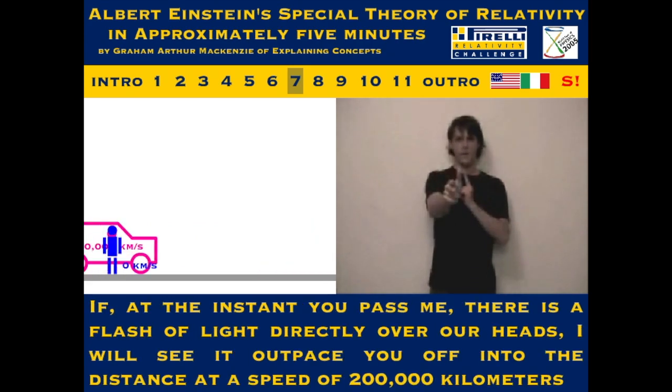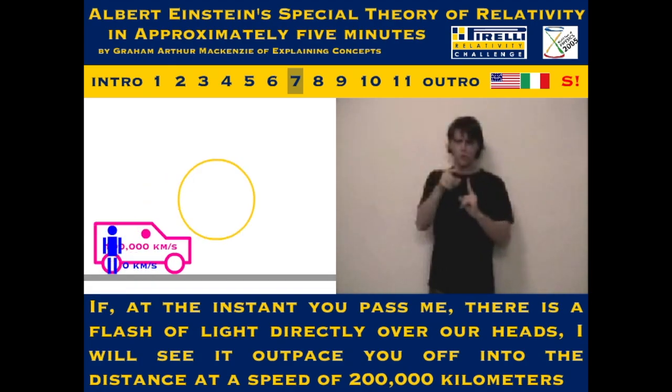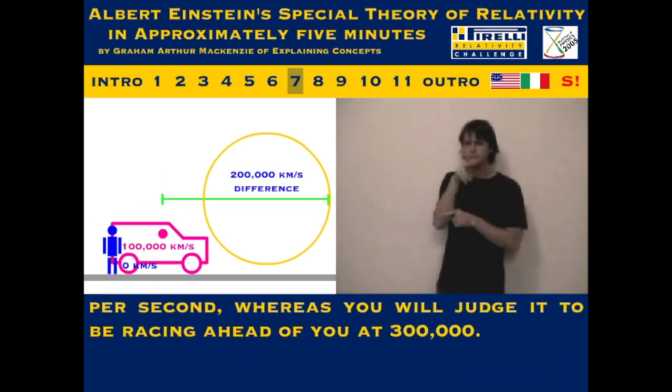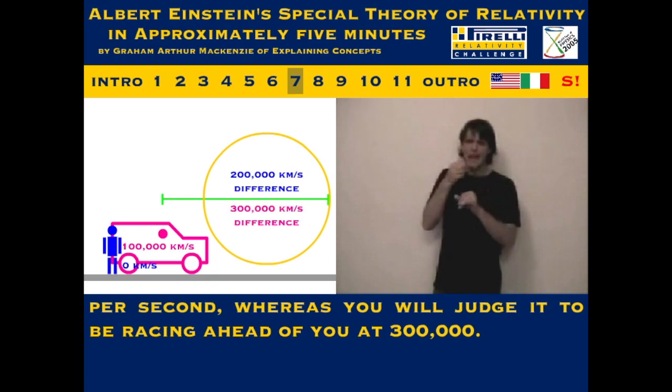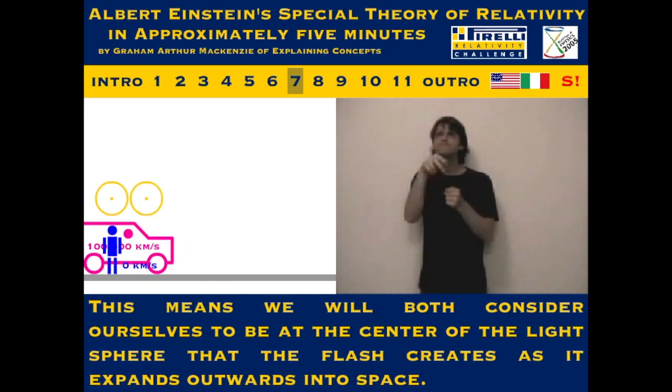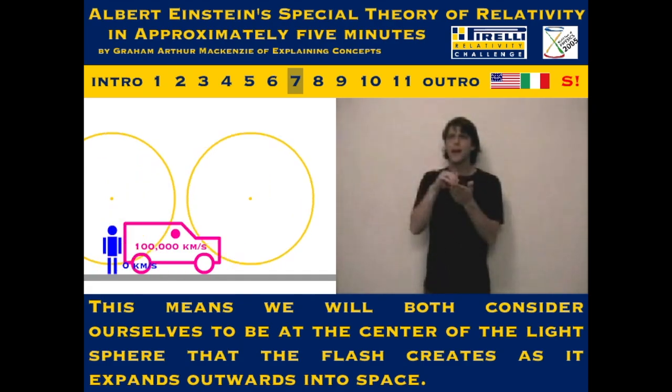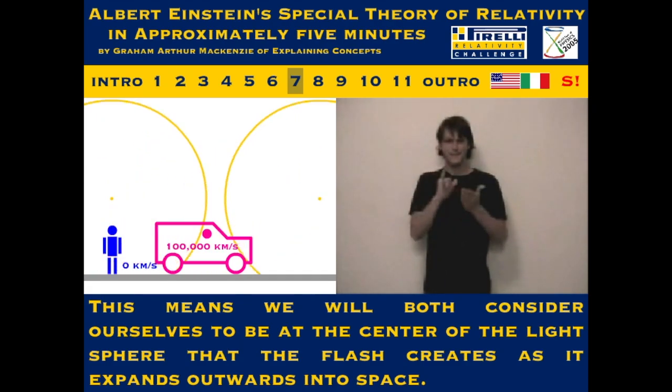If at the instant you pass me, there is a flash of light directly over our heads, I will see it outpace you off into the distance at a speed of 200,000 kilometers per second, whereas you will judge it to be racing ahead of you at 300,000. This means we will both consider ourselves to be at the center of the light sphere that the flash creates as it expands outwards into space.